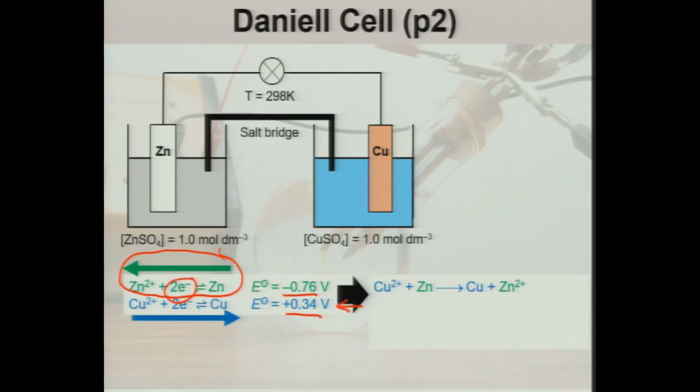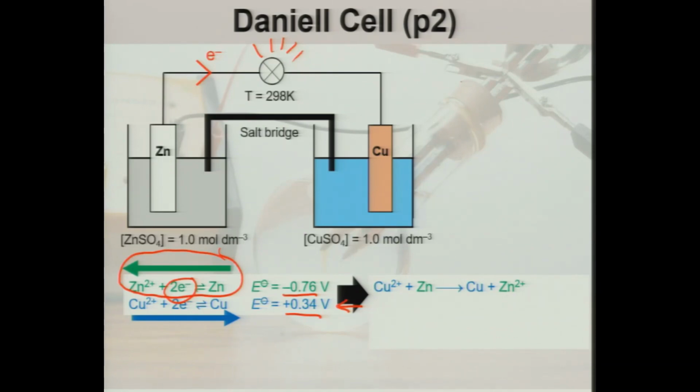If zinc gives out electrons, the zinc electrode is the one that electrons will come out of. That's why electrons move from left to right. And because of that, my light bulb will light up. Okay, a battery lighting up is actually quite a scary thing. Okay, my light bulb will light up.